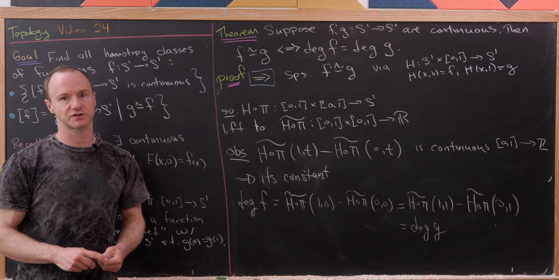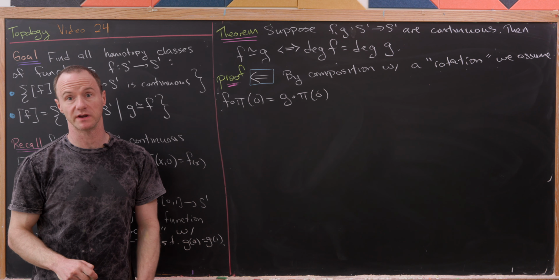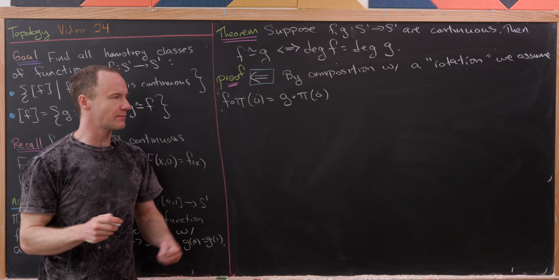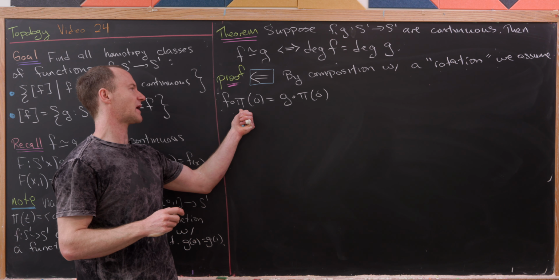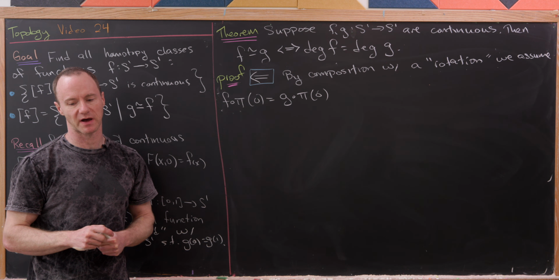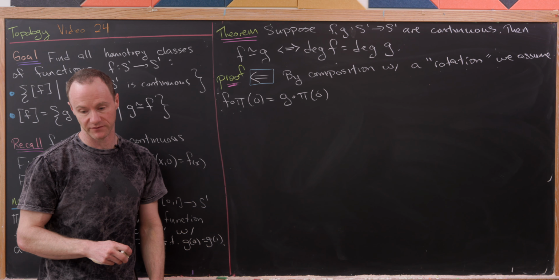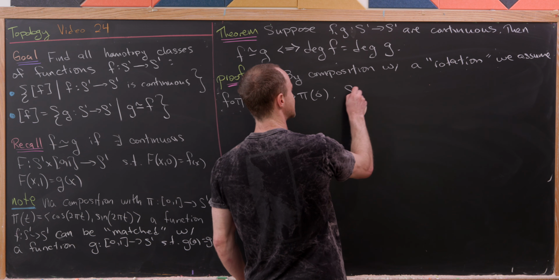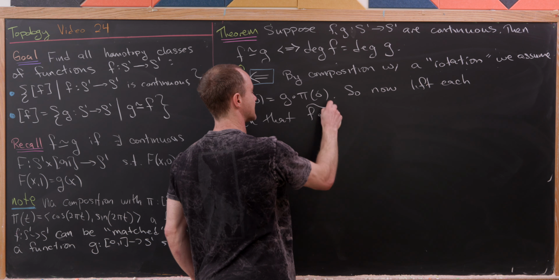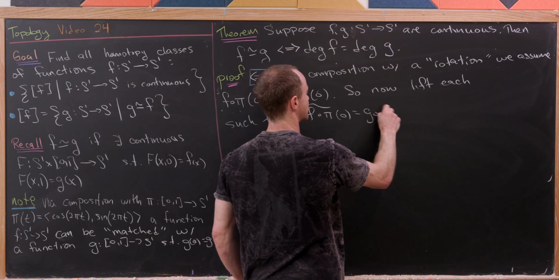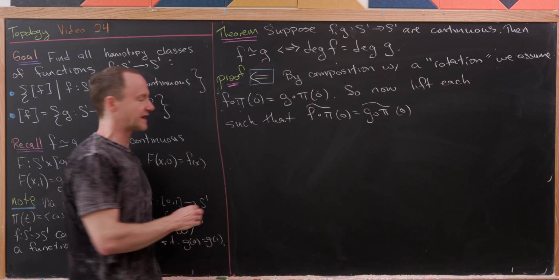Okay, so now let's do the reverse direction. We're assuming that the degree of f is equal to the degree of g. And then with composition of a rotation, we can just assume that f composed with pi of 0 is the same thing as g composed with pi of 0. So essentially we're giving them the same starting point, if you will. So now we lift each such that f composed with pi tilde of 0 is equal to g composed with pi tilde of 0. And from there, we can start the following calculation.